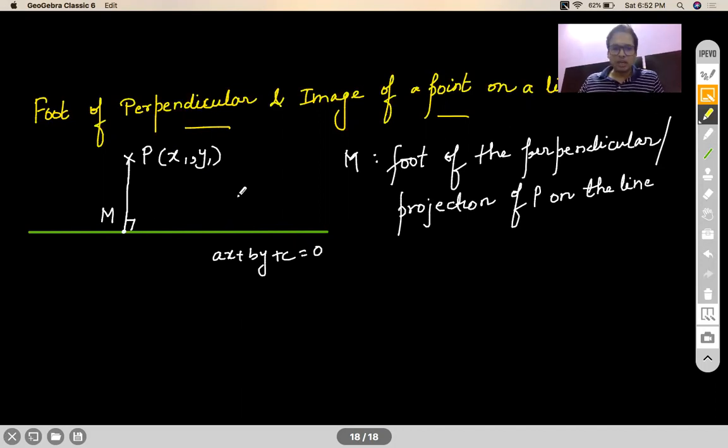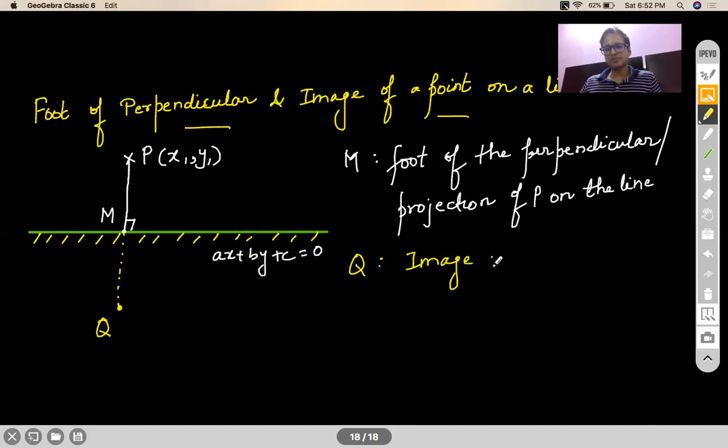Now, if you extend this further, there would be a point, let's say Q, which would be at the same distance as P is from this given line. That means if you treat this as a mirror, a plane mirror, then Q will be like the image of the point P on that mirror. So Q is basically the image of the point on the line.